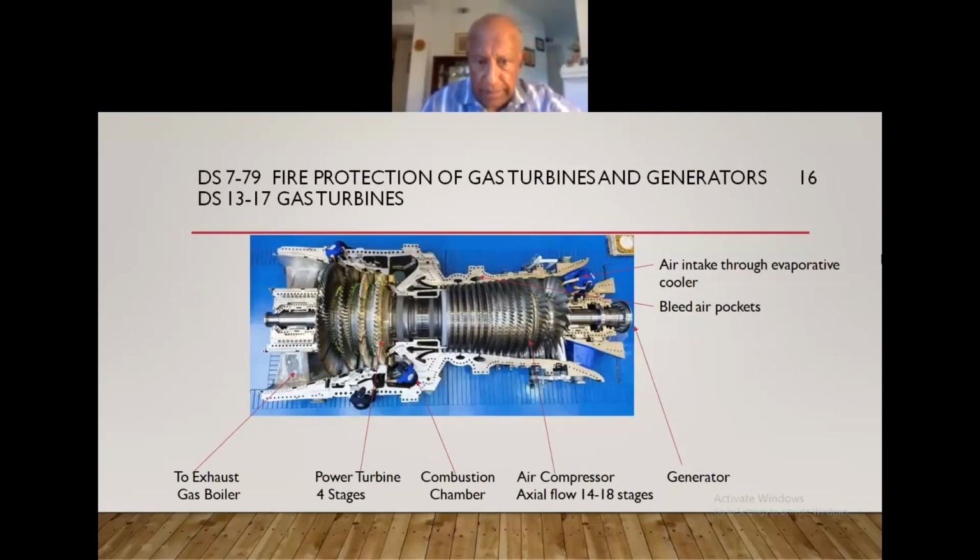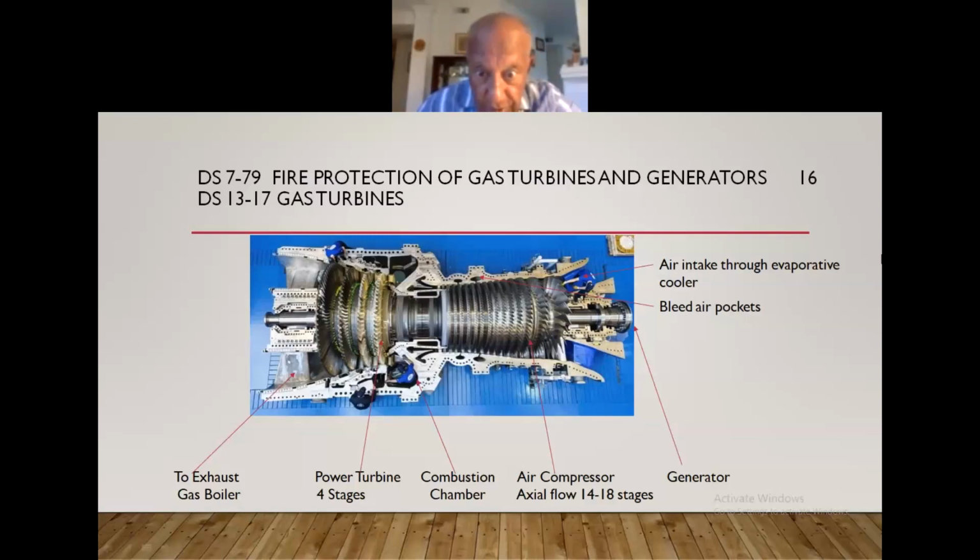Here is a gas turbine. This is a pretty standard machine, and it is used for driving a generator mostly. These two standards, 7-79 and 13-17, give all the details you need to protect a plant where the prime mover is the gas turbine. But two hazards are often missed, and I'm going to discuss those two hazards only.